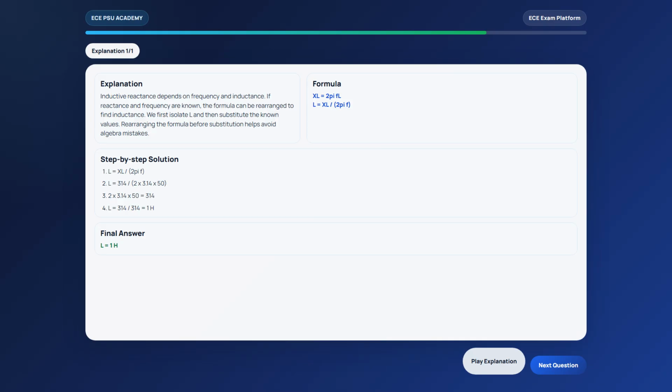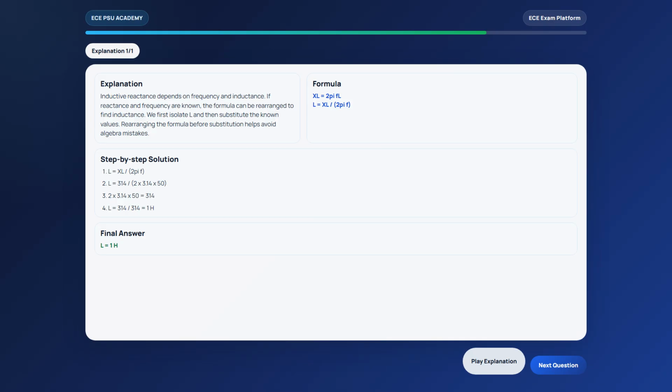Inductive reactance depends on frequency and inductance. If reactance and frequency are known, the formula can be rearranged to find inductance. We first isolate L and then substitute the known values. Rearranging the formula before substitution helps avoid algebra mistakes.